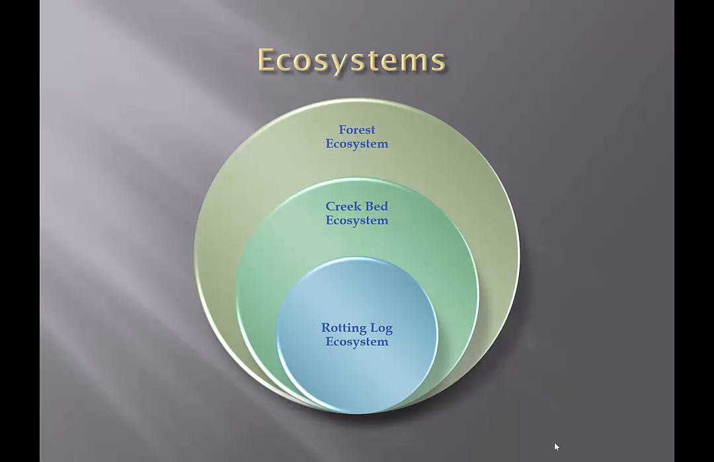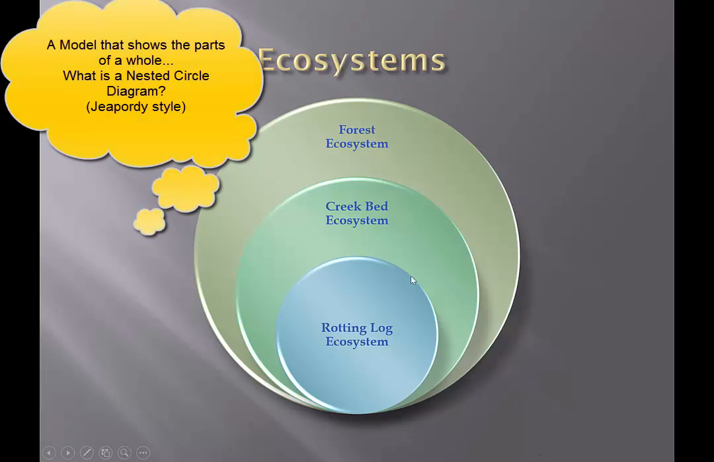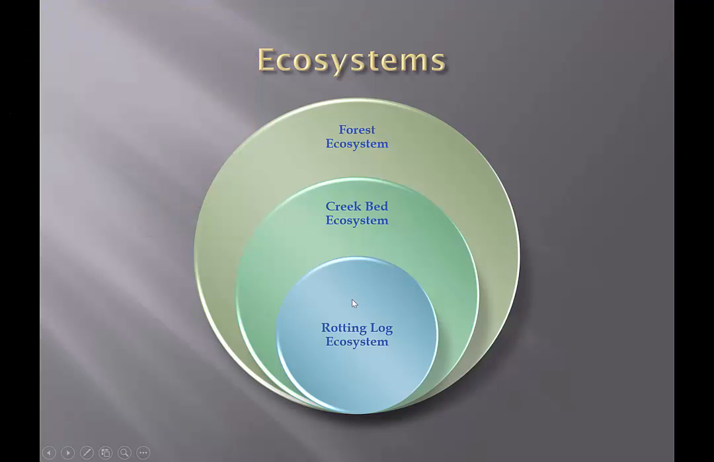Now remember, just like when we did our species, population, and communities, we have a nested circle diagram. And remember that a nested circle diagram shows you the parts of a whole, right? So here we have the rotting log ecosystem, a small ecosystem nestled within the creek bed ecosystem, which is a little bit bigger, nestled within the forest ecosystem, which is bigger yet. So nested circle diagrams are good models for showing how smaller ecosystems are nested within larger ecosystems.